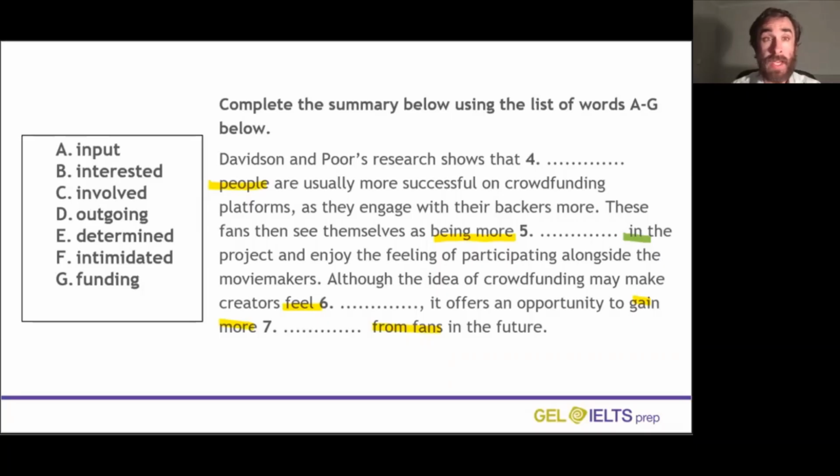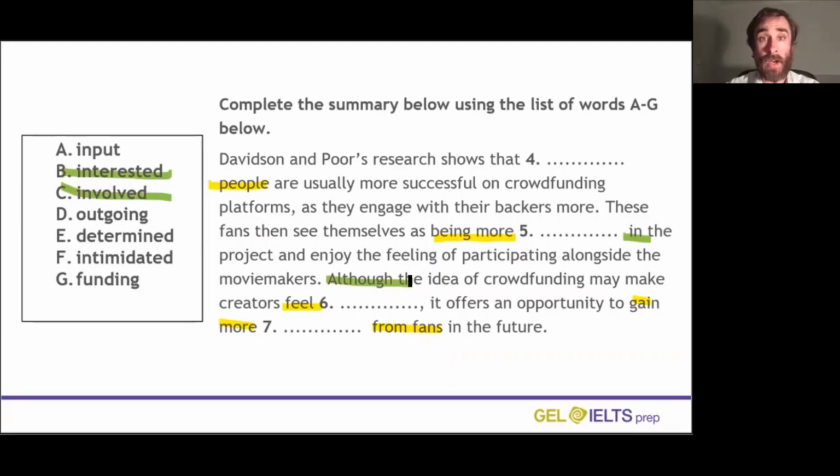With these adjectives, we can be interested in something, or we can be involved in something. Outgoing, determined, and intimidated don't work with in. We can also use the structure of the sentence to help us get an idea of the meaning. Let's look at the final sentence. This final sentence contains 6 and 7. And it starts with the word although. Although introduces a contrast between 2 different ideas. So maybe one of them is positive and the other is negative.